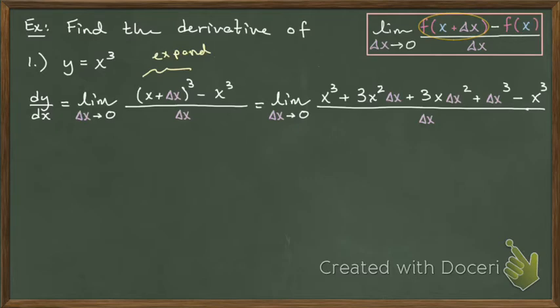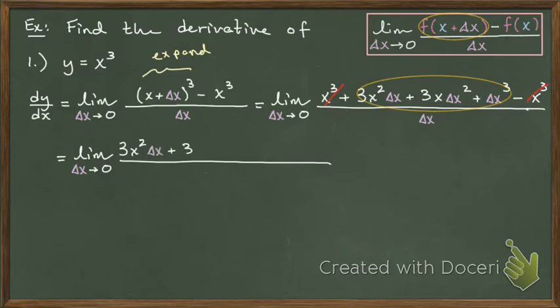It takes a minute to expand that binomial there, that x plus delta x, and raise it to the 3rd power, but it's definitely doable. I notice that I've got x cubed minus x cubed. Those are going to cancel. And then everything else here is going to show up in the numerator of my limit. 3x squared delta x plus 3x delta x squared plus delta x cubed.